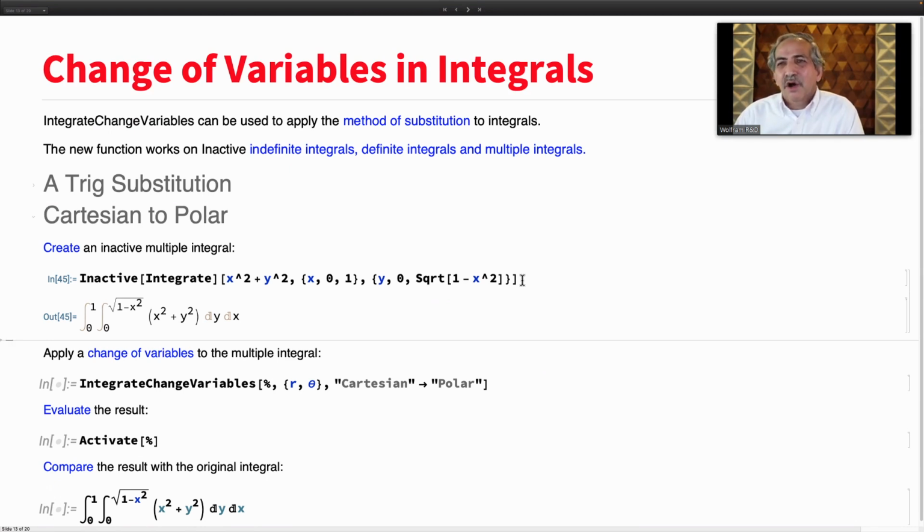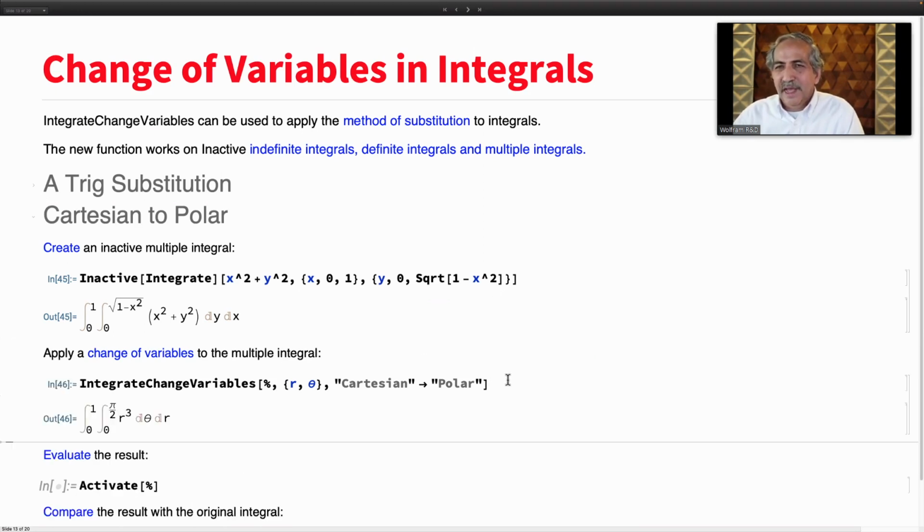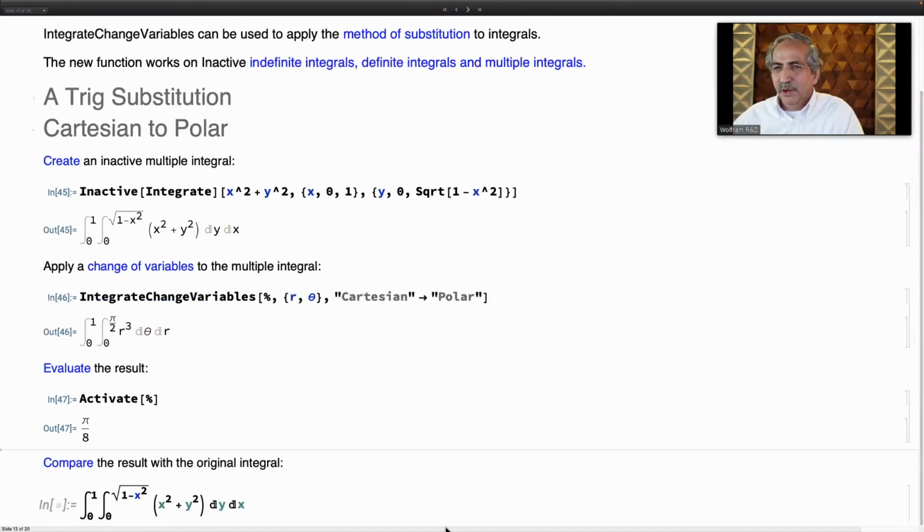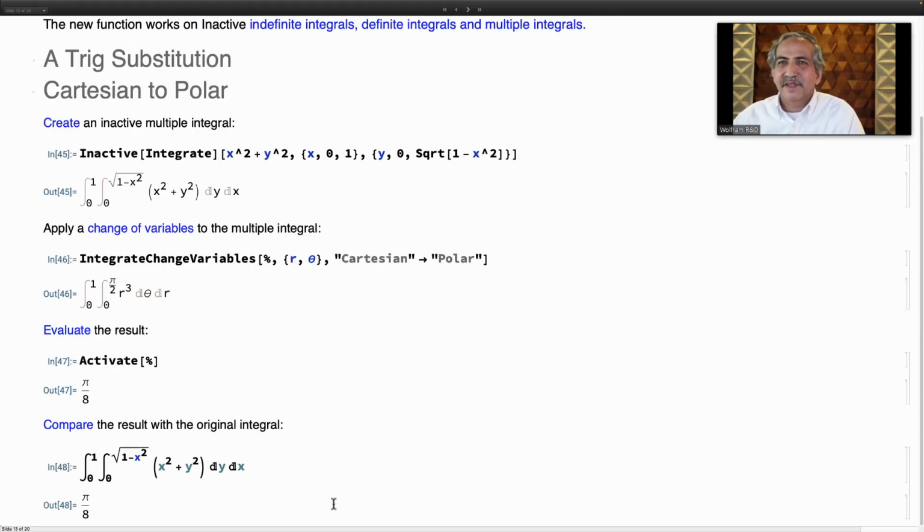And the question is, how do you solve it? Well, obviously, what you do is switch to polar coordinates. So you tell this change of variables function, Cartesian to polar, and I get back this beautiful simplified integral. So this might take you a couple of minutes to do by hand. Activate it, and you can check the answer again using the old-fashioned method, which is just integrate. Okay, so let me do that over here, and I will get back the same answer.